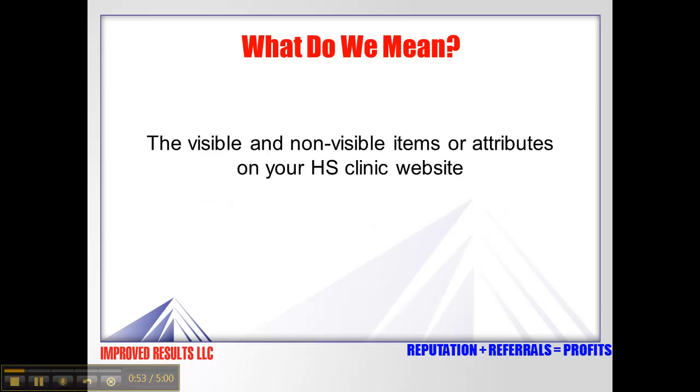So what do we mean when we talk about on-page optimization? On-page means the visible and non-visible items or attributes on your Health Source Clinic website. Everything that's a part of your website, all the pages and so on. And again, both visible and non-visible. Anything that is off the site, we'll talk about in a little more detail in a couple weeks. We call those off-page factors.